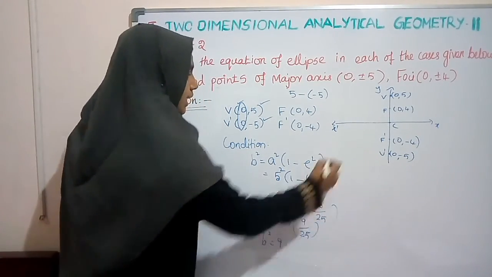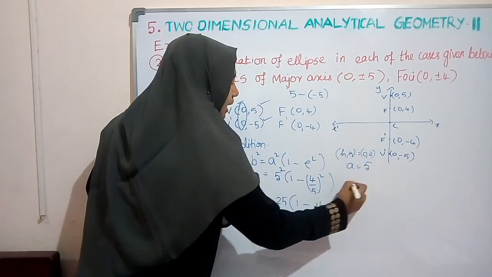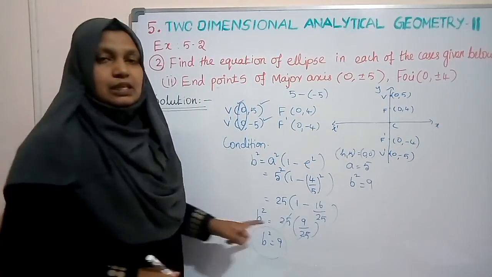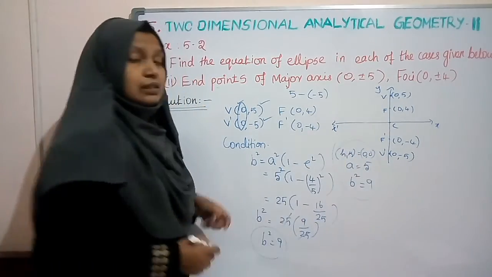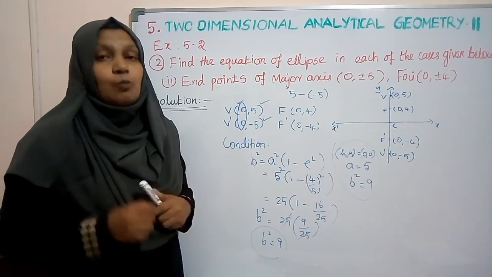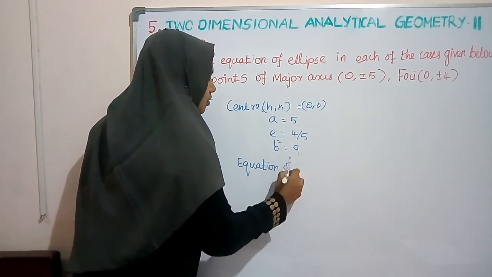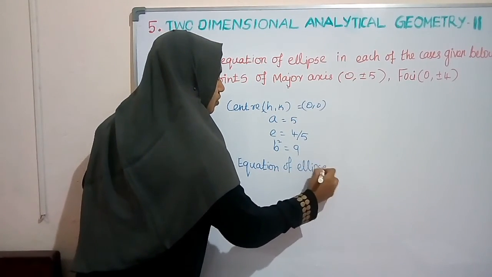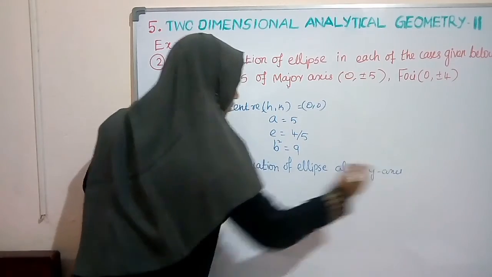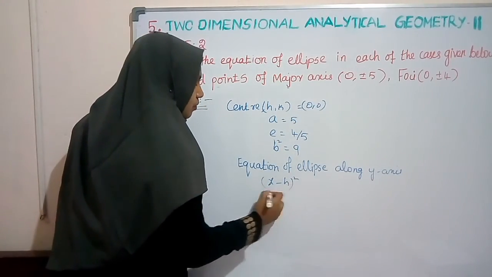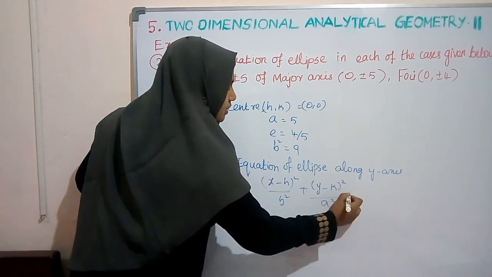Okay. So we got h, k as 0, 0, and a is equal to 5 and b square is equal to 9. See here we are getting b square, not b. So we can substitute these 3 values in the equation of ellipse along y-axis. How will you write? (x minus h) the whole square by b square plus (y minus k) the whole square by a square. It is in second form now.